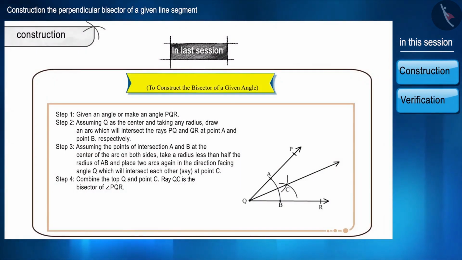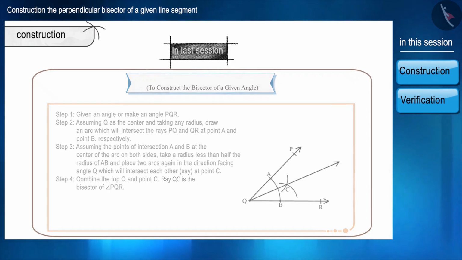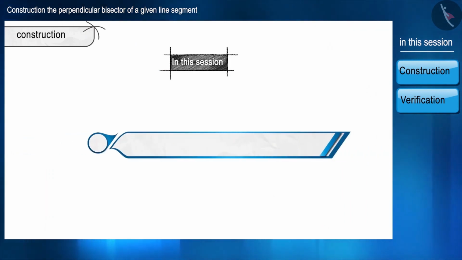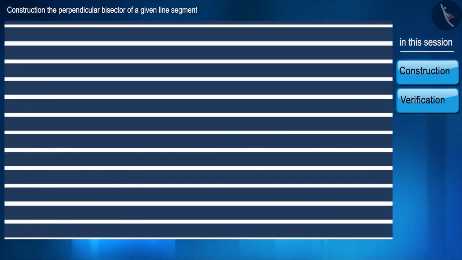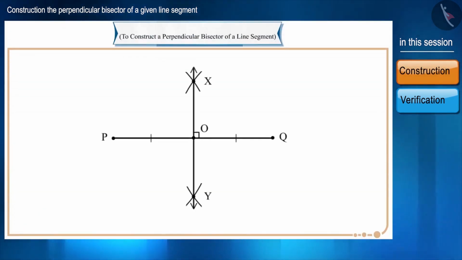In the previous session, we learned how to construct the bisector of a given angle and also gave proof that the construction we made is right. In this session, we will learn to construct a perpendicular bisector of a line segment and will prove that the construction is correct. Let's assume we have to construct the perpendicular bisector of PQ. So let's start the construction.